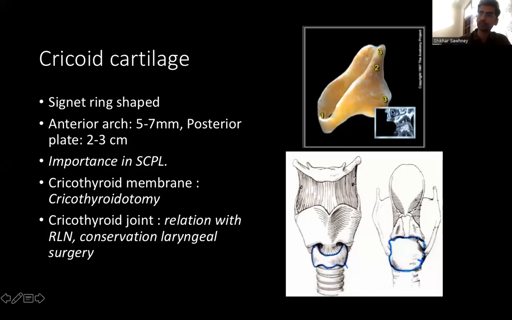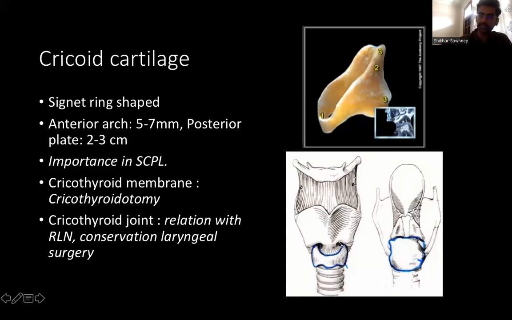This is important in supracricoid partial laryngectomies because tumors that are going into the subglottis in the anterior part, even if they go till about 1 centimeter deep to the glottis, may still be amenable for a supracricoid partial laryngectomy. Whereas posterior subglottic tumors, even if they track just 5 millimeters below the glottis, will reach the cricoid cartilage because this cricoid plate is broad posteriorly and hence might not be amenable for a supracricoid partial laryngectomy.